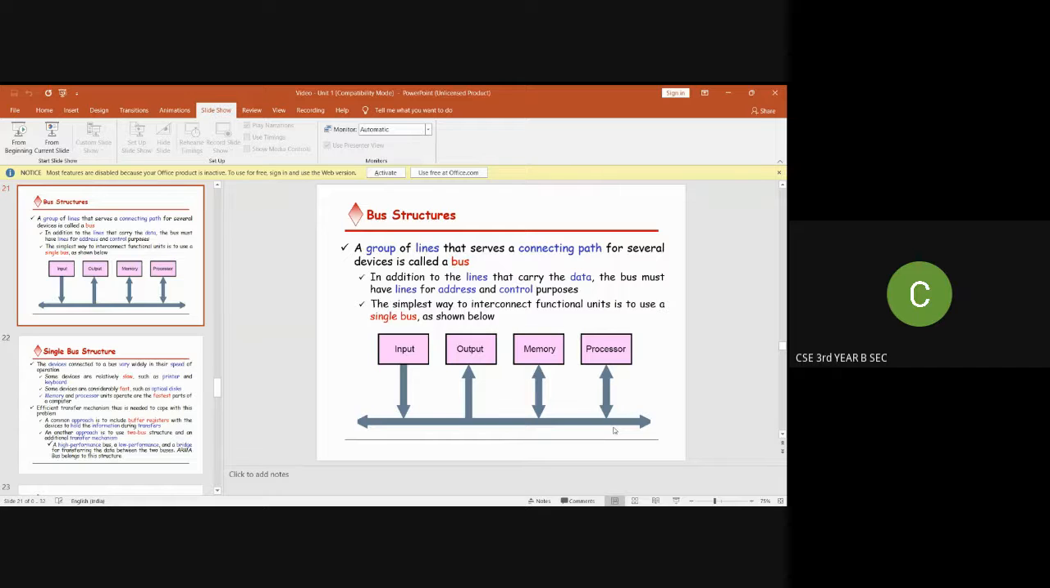If you are having multiple buses, then we can get increased performance, but it is not easy to have multiple buses. It is very costly, and also it is not in practice. Always we are having a single bus architecture.